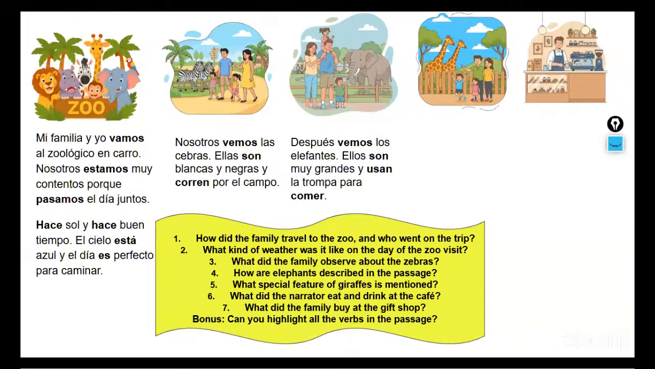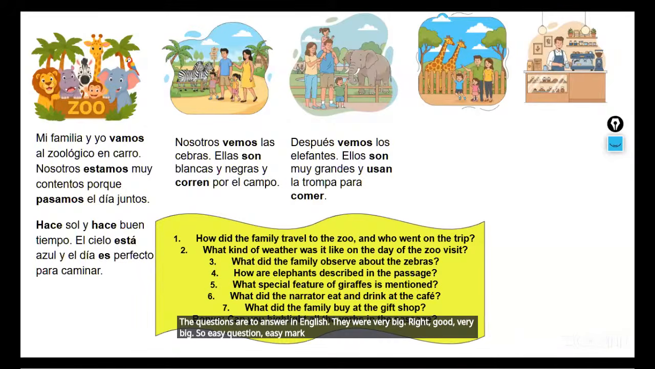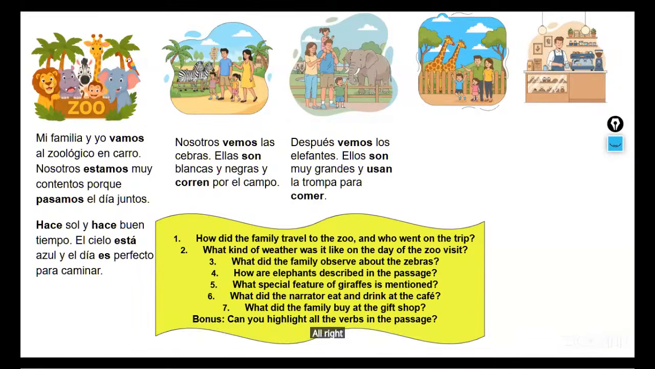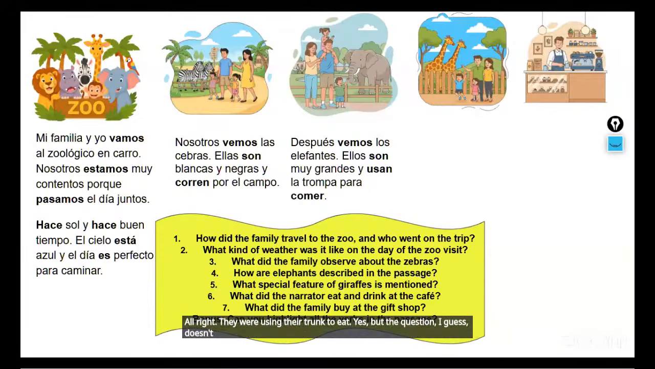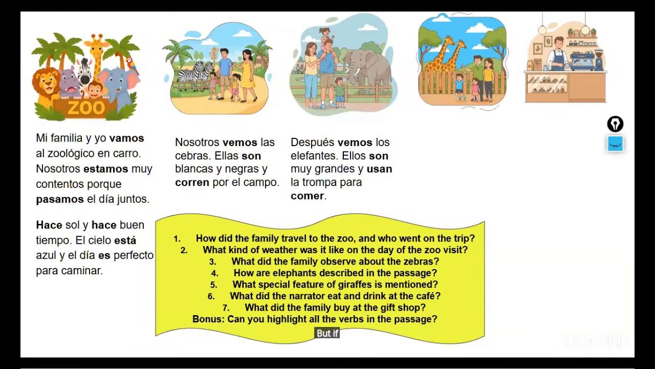The questions are to answer in English. They were very big. Right, good, very big. So easy question, easy marks, right? All right. They were using their trunk to eat, yes, but the question doesn't ask us that. It just asks us how are they described. They're described as large. What they were doing is an action, right? If it was a 3-mark question, then I would assume the examiner wanted me to put that in. But if it's a normal 2-mark question, they're just very big, right?